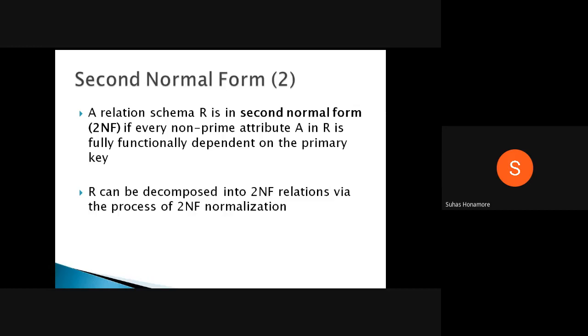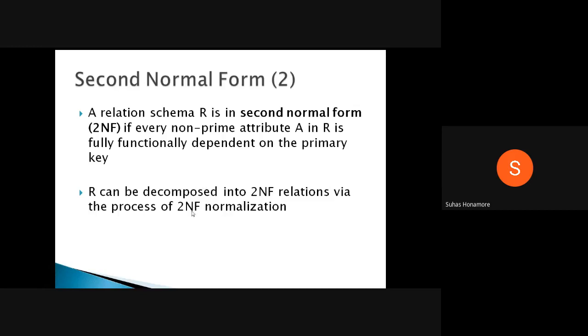We also have a general definition, where we do not mention the primary key. A relation schema R is in 2NF if every non-prime attribute A in R is not partially dependent on any key. We are just saying it in a reverse way. With respect to primary key, we say it has to be fully functionally dependent on the primary key. In the general definition, it should not have partial dependencies.